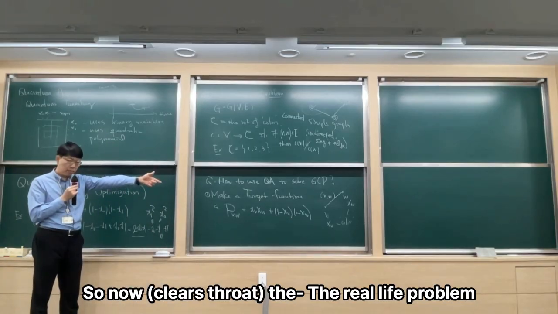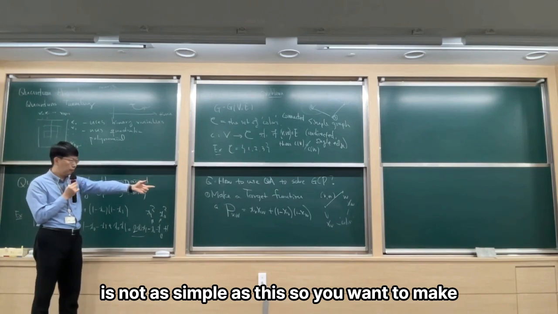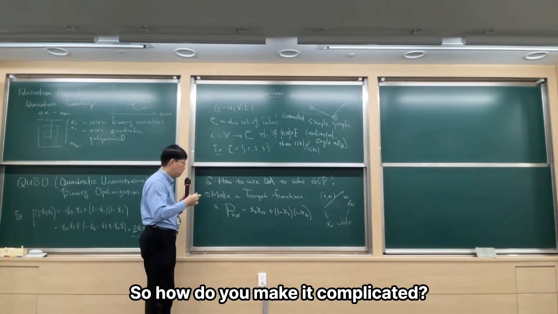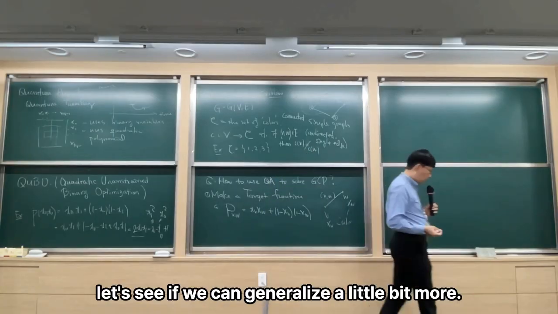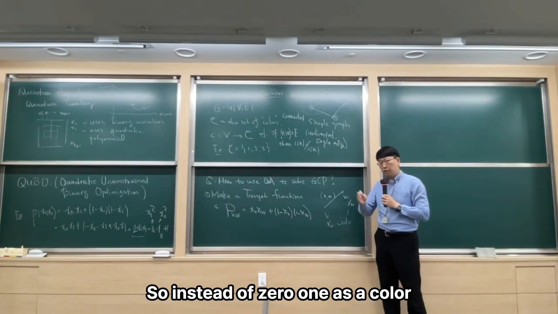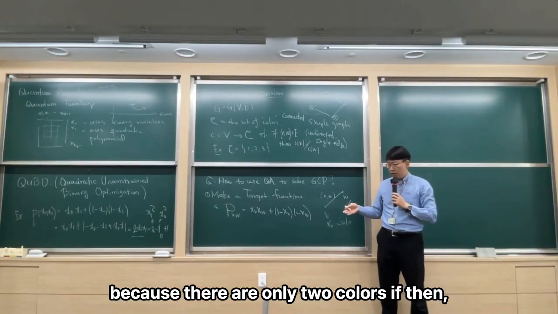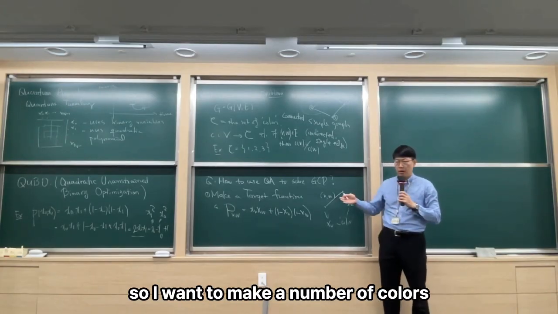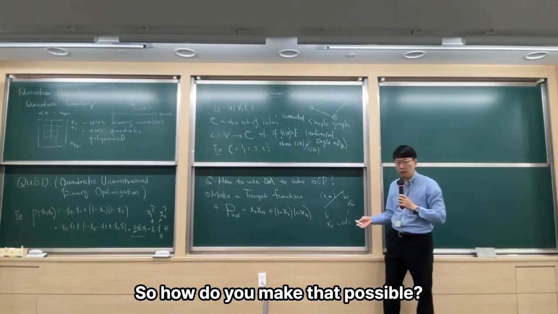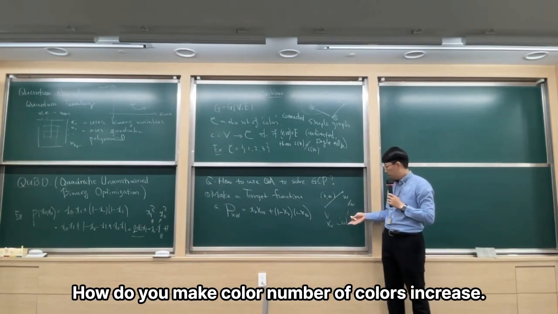Now, the real life problem or the actual graph that you want to work on is not as simple as this, but you want to make a little more complicated function. So how do you make it complicated? Let's generalize a little bit more. Instead of 0, 1 as a color, because there are only two colors then, I want to make the number of colors bigger than 2. How do you make the number of colors increase?